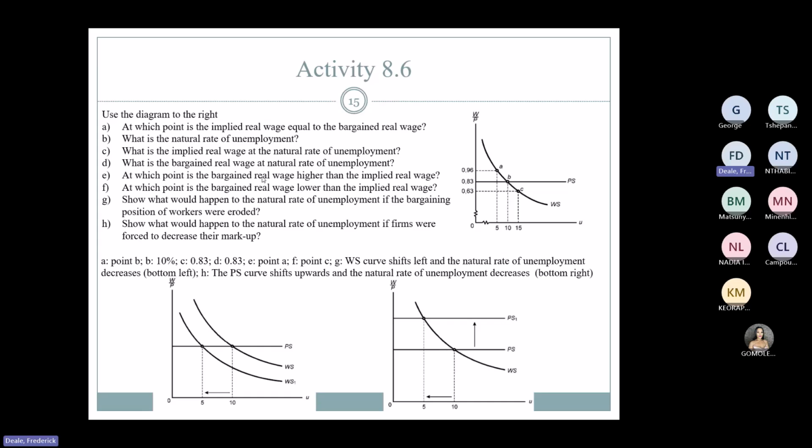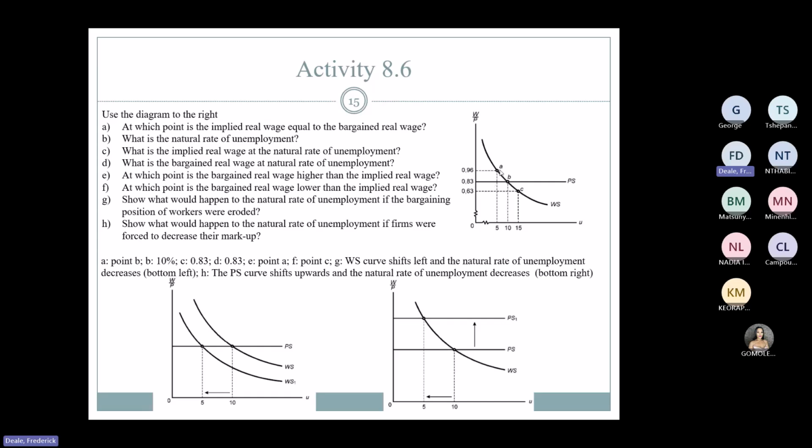Next, at which point is the bargained real wage higher than the implied real wage? We just have 3 points here, right? So we can't say, I don't know, point D over there. We've got point A, B, and C. At which point is the bargained real wage higher than the implied real wage? If I go from 10% up to B, that's 0.83. If I go from 15% up to C, that's 0.63, right? So that's lower. So the bargained real wage is lower at point C. The only place where it's higher is if I go from the 5% to point A.